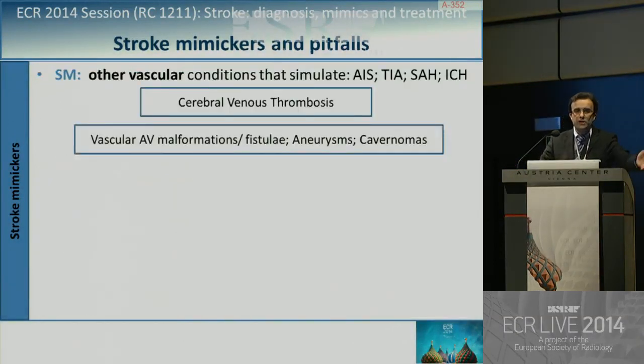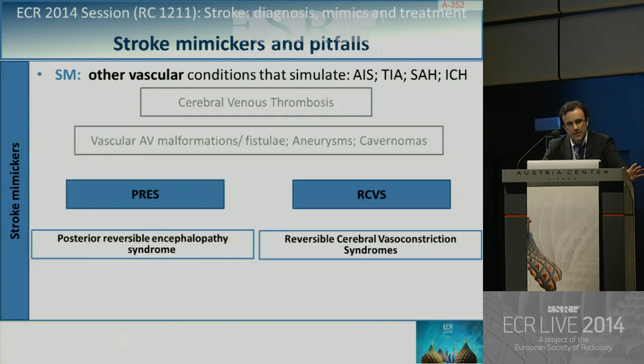Well, if we gather now not only non-vascular conditions, but also vascular conditions, we don't have time to cover this, but cerebral venous thrombosis, either dural sinus or cortical veins, are great mimickers. They can present in many different ways, and we unfortunately have no time to cover this. Then, of course, AV fistula, malformations, aneurysm, cavernomas can also mimic strokes.